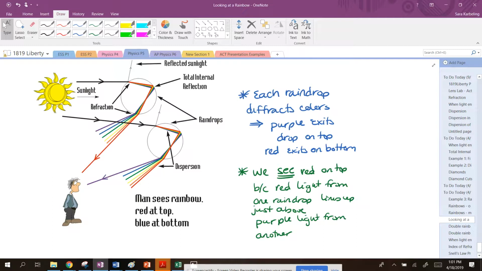Go ahead. So could purple ever be on top? Well, that's a great question. Hold on to that question for just a second. Let me see what this one is, and then I'll come back to that.